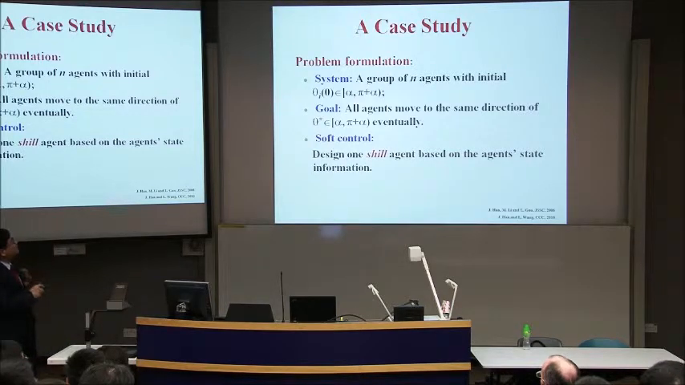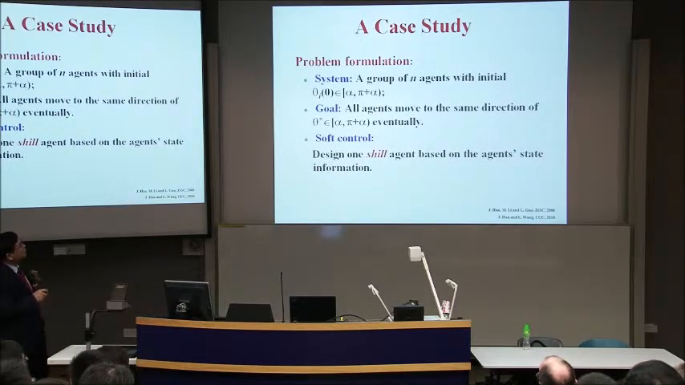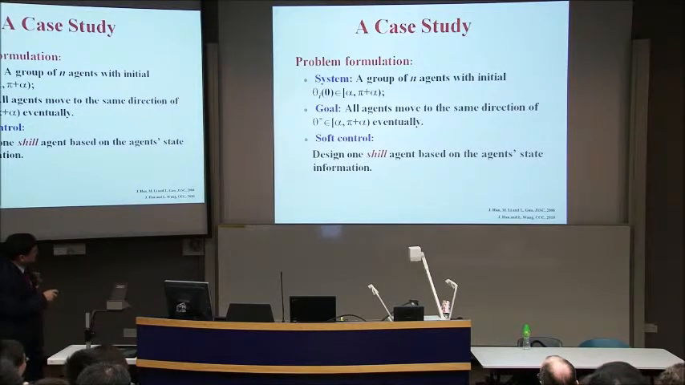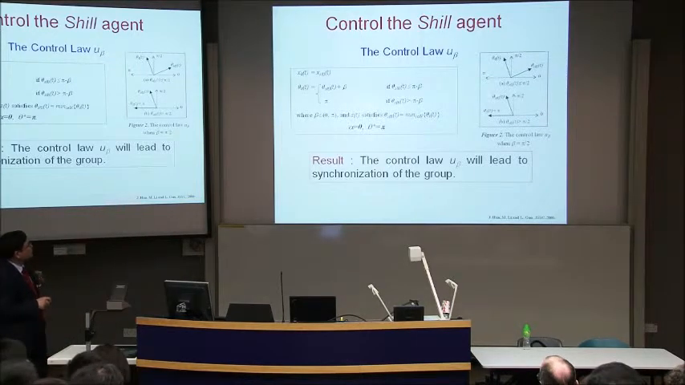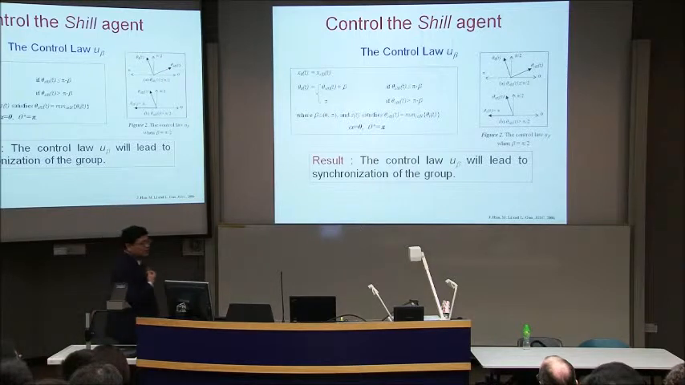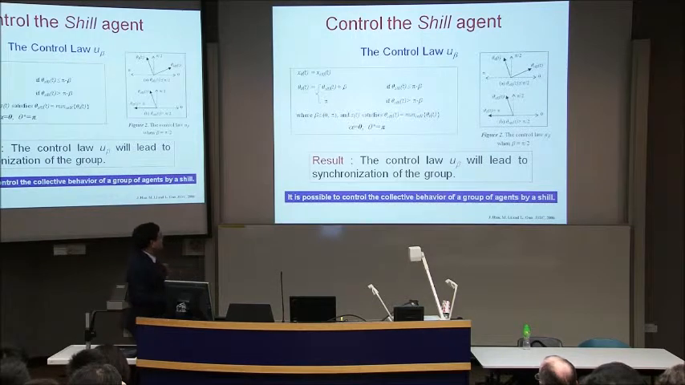Here is a case study. We have a system, a group of n agents, with an initial condition like this. Our goal is to control the agents to move in this direction. The soft control designs a shell based on the agent state information. That is the design of the shell. You can show that with this, you can lead to synchronization of the group without changing the existing local interaction rule of the agents. That's a key point.